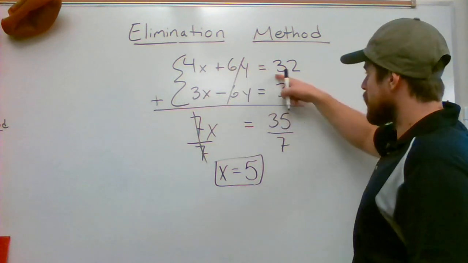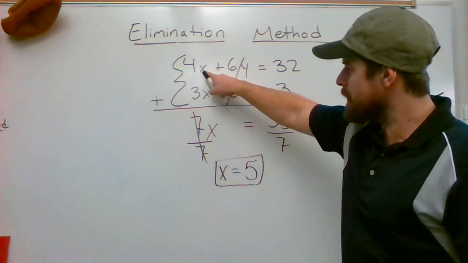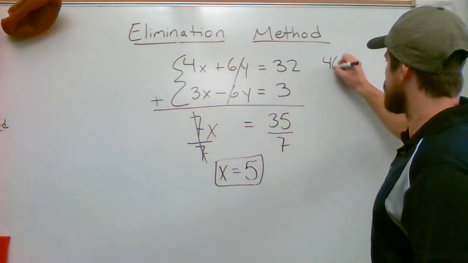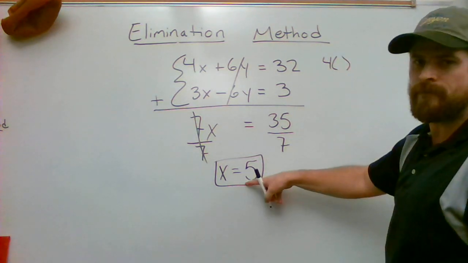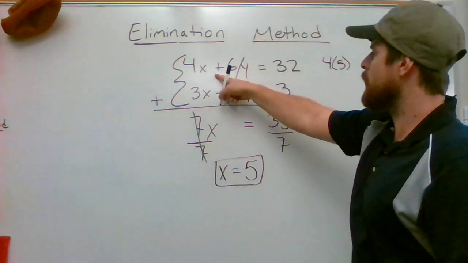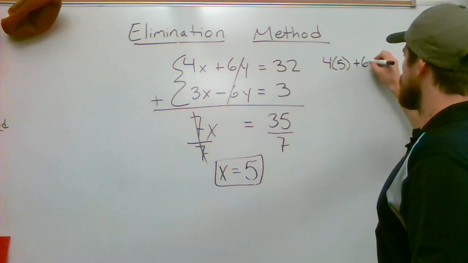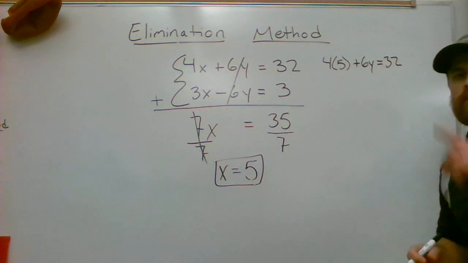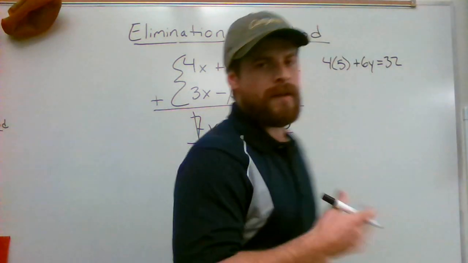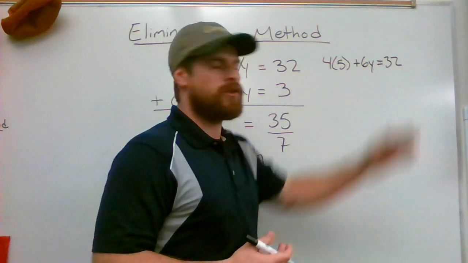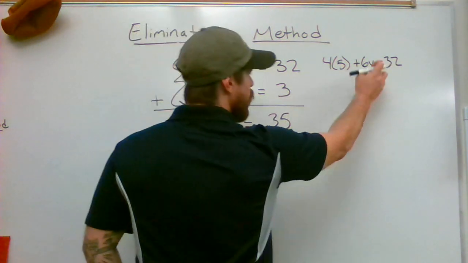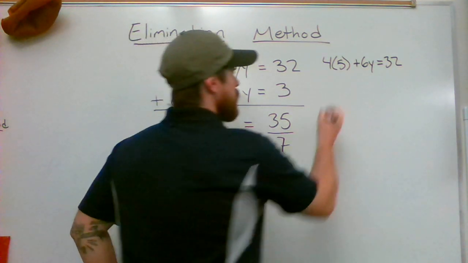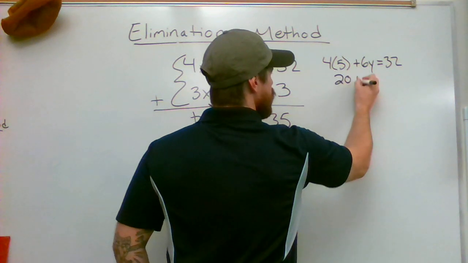So I'm going to rewrite this equation now, but instead of an x, I'm going to place a 5 in parentheses and multiply that out. So here we go, 4 parentheses, instead of x plug in the 5, plus 6y equals 32. And we now have an equation with only one variable in it. So now what I am allowed to do is solve. I can use inverse operations to get what my y value is. Once I have my x and my y, I have my solution to the system. 4 times 5 is going to give me a grand total of 20.